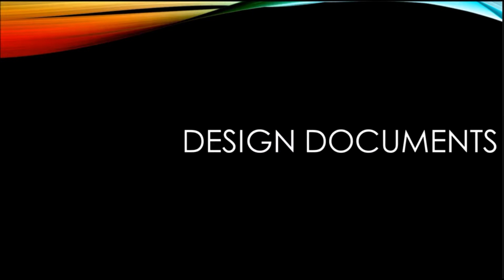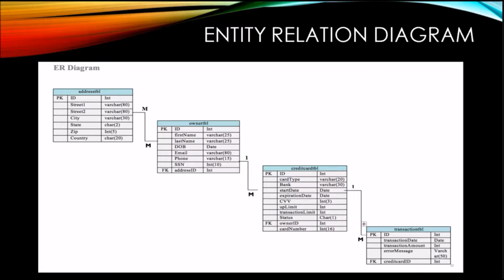For our design documents, we have our ERD diagram. We have 4 tables here: the address table, owner's table, credit card table, and transaction table. On our address table, the primary key is our ID. We have a many-to-many on owner's table, and then one-to-many from owner's table to credit card table, and also one-to-many for our transaction table.